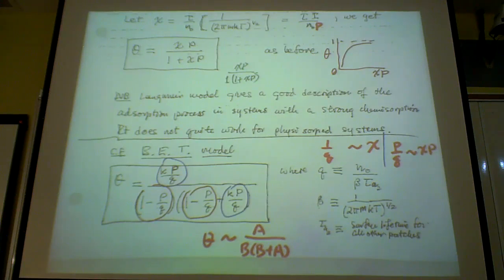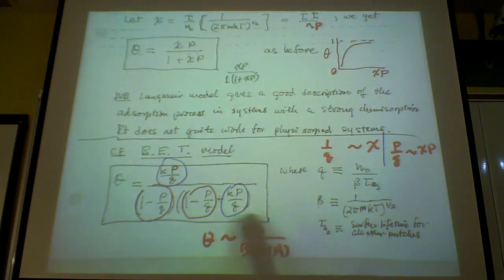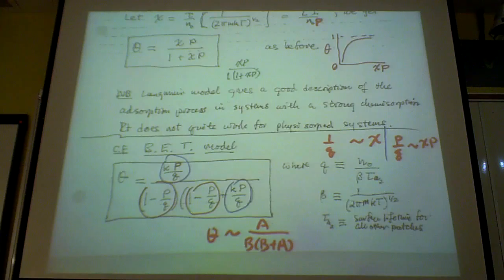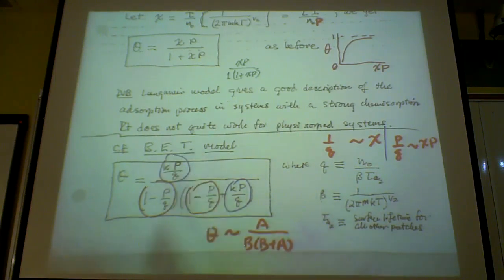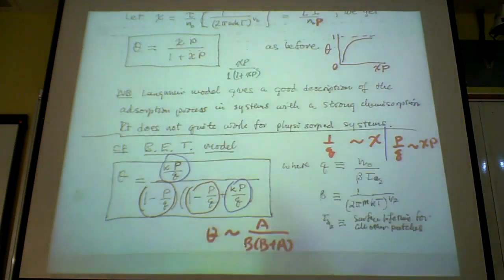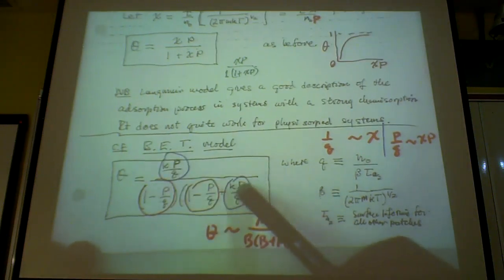So I want you to think about it like that, in terms of an analogy between the Langmuir model and the BET model. They have the same form, except in the Langmuir model, A is equal to partial pressure and B is equal to 1. Whereas in the case of the BET model, what is A? A is K times P divided by Q. It's kind of like chi P. Not a big deal. This whole term is like partial pressure.